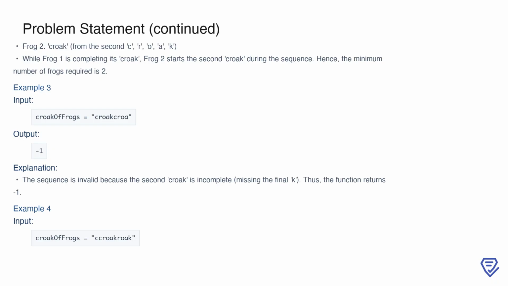Now, consider the third example where the input is croak. The output here is -1 because the sequence is invalid. The second croak is incomplete, as it's missing the final K. Since a valid croak must include all 5 characters in order, missing any character means the sequence cannot be formed correctly, and the function returns -1.